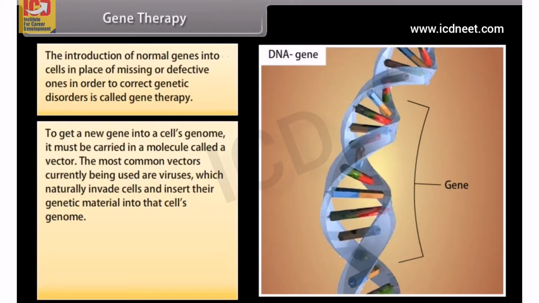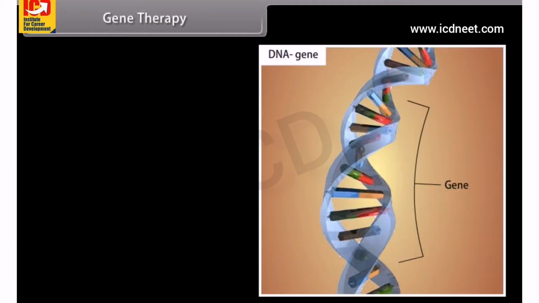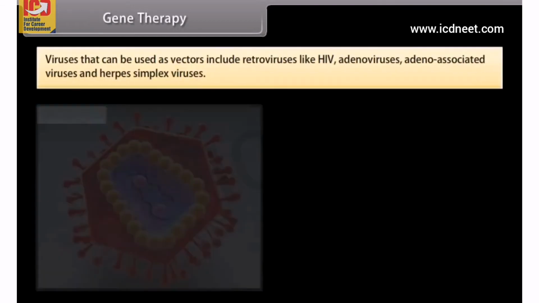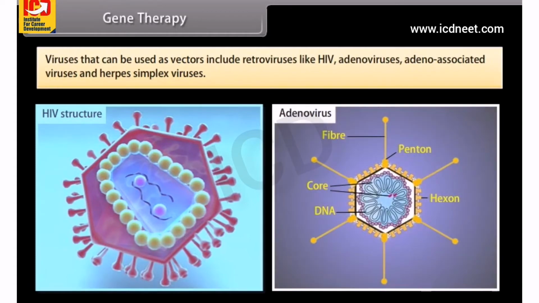To use a virus as a vector, the virus' own genes are removed and replaced with a new gene destined for the cell. When the virus attacks the cell, it will insert the genetic material it carries. A successful transfer will result in the target cell now carrying the new gene that will correct the problem caused by the faulty gene. Viruses that can be used as vectors include retroviruses like HIV, adenoviruses, adeno-associated viruses, and herpes simplex viruses.